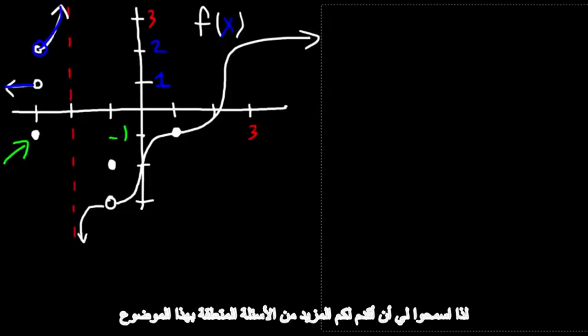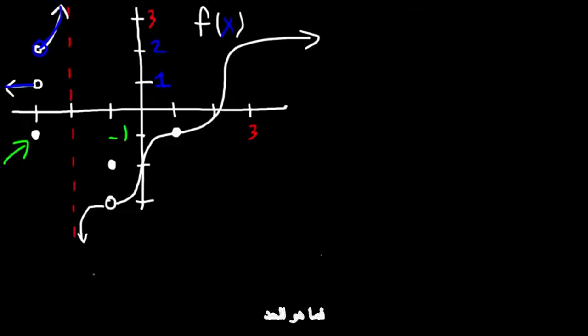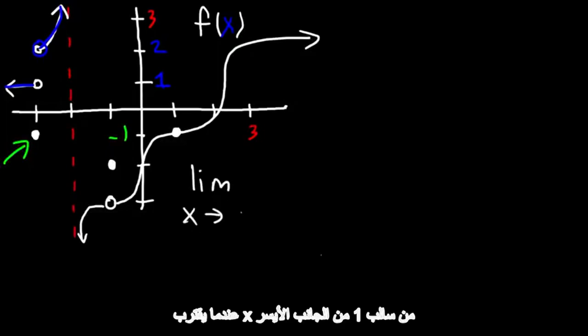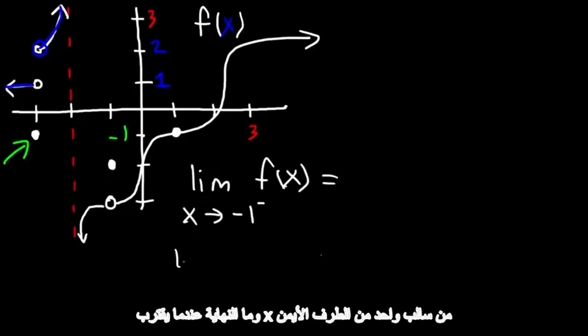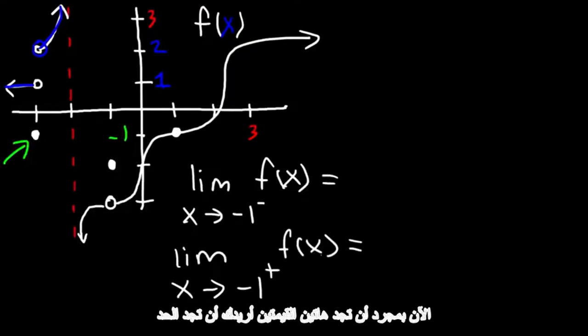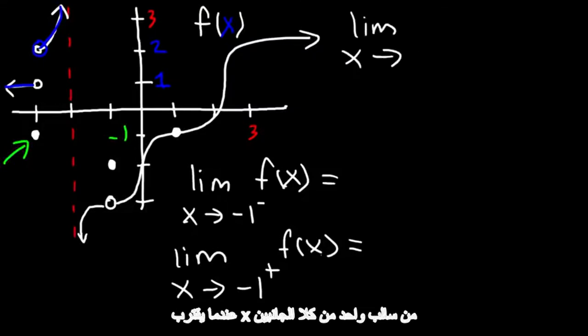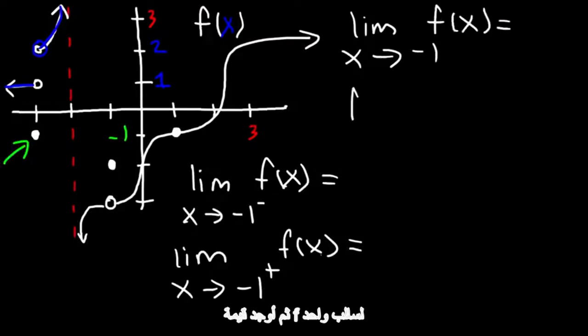So let me give you some more questions relating to this topic. So what is the limit as x approaches -1 from the left side? And what is the limit as x approaches -1 from the right side? Now, once you find those two values, I want you to find the limit as x approaches -1 from either side, and then find the value of f of -1.